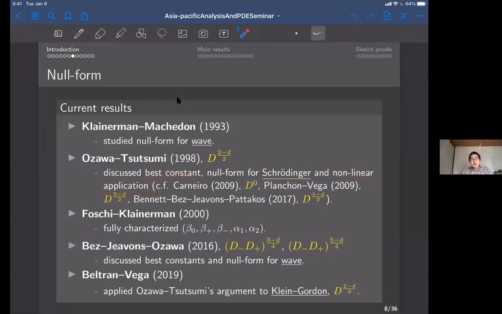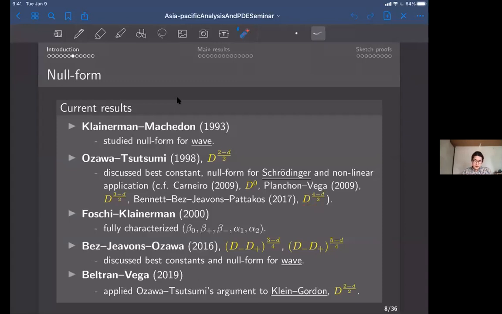And then for the Schrödinger, for instance, Carneiro, Plotchenberger studied it with another null-form in 2009, and Bennett, Bez, Jeavons, Pattakos in 2017 considered this type of null-form as well. And in 2000, Foschi and Klainerman completely understood the crucial estimate for the null-form.